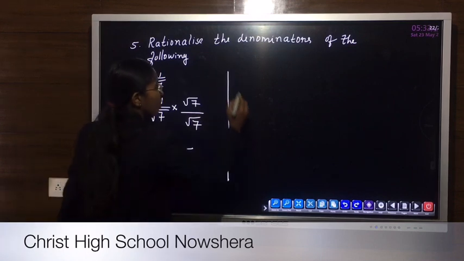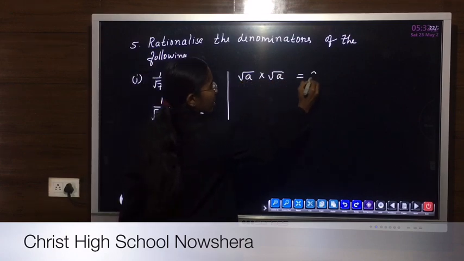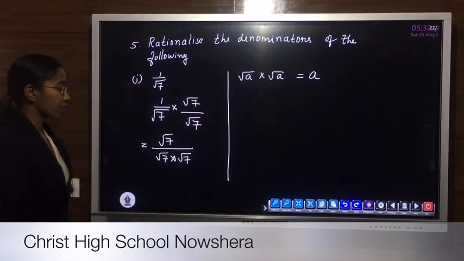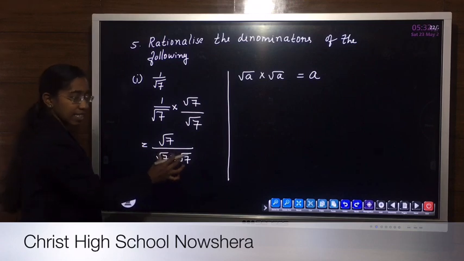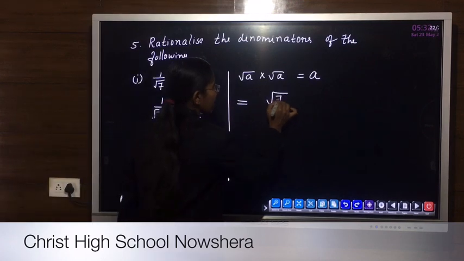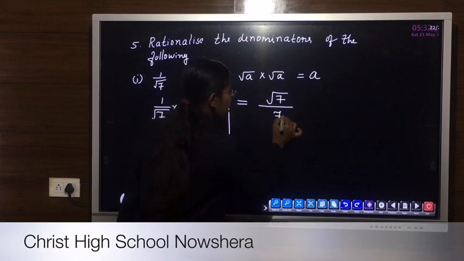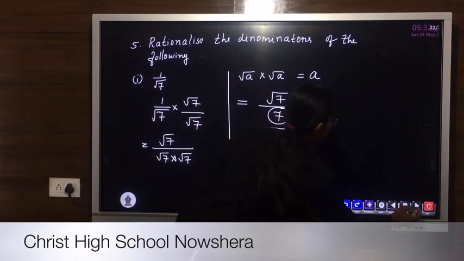We know that root A into root A is equal to A. This is one equation. So here at the place of a, we have 7. Root 7 into root 7 means the answer is 7 only. So here the answer is root 7 divided by 7. In this answer our denominator is a rational number.